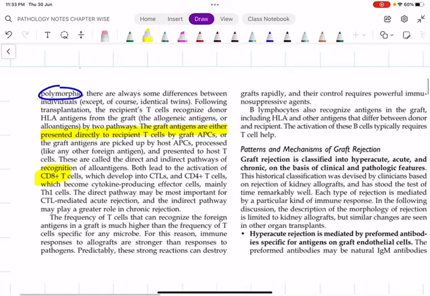It is told that the direct pathway will be important for acute rejection. The indirect pathway will play a major role in chronic rejection. These 2 points you have to finally remember. And remember, there are two pathways: one is direct and another one is indirect. Fine. I hope this is clear for you.